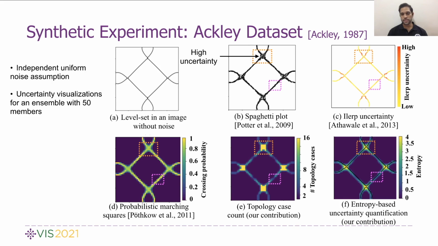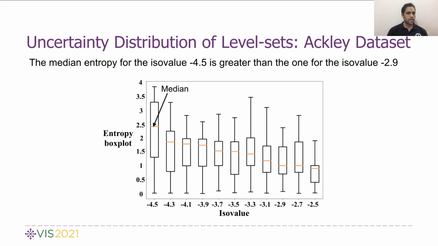Image C visualizes uncertainty of the inverse linear interpolation step of the marching squares algorithm, where red denotes high positional uncertainty, which is again observed inside the orange box. Image D visualizes the probability of existence of the level set inside the grid cells, where yellow denotes high probability. Images E and F visualize results using our proposed techniques, where high topological uncertainty of level sets is captured with the yellow regions inside the orange boxes.